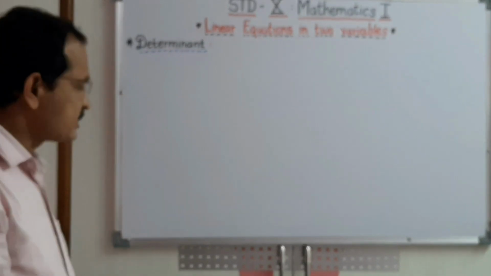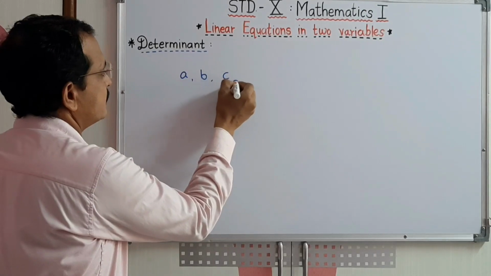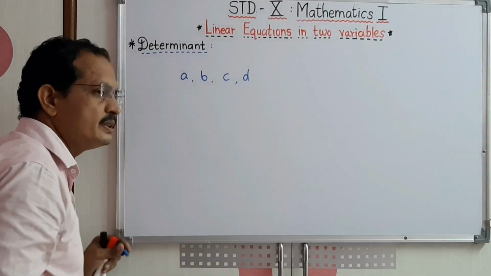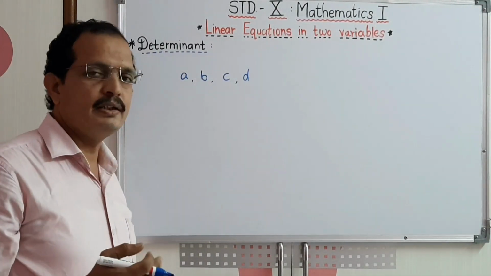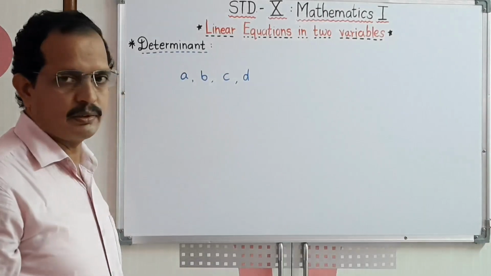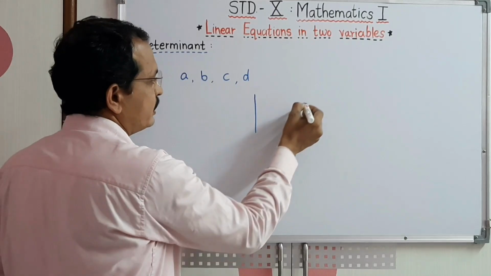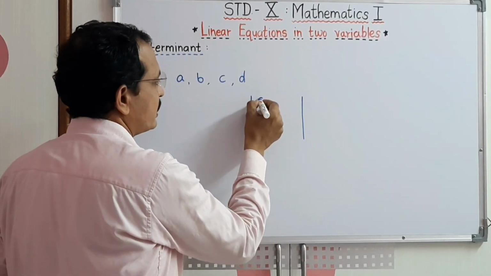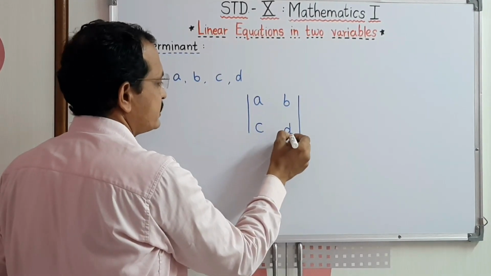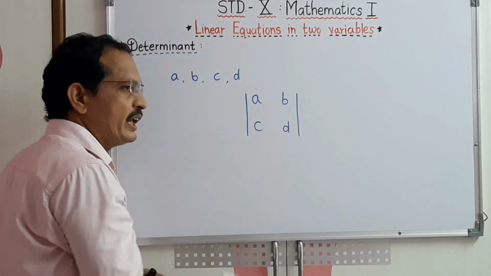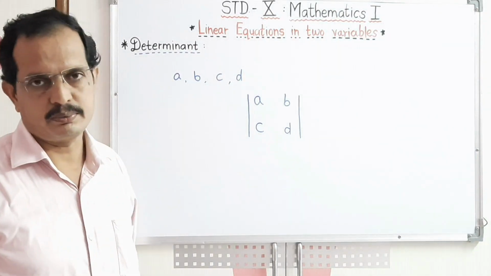Dear students, suppose A, B, C and D are four numbers, and if I write these four numbers in a specific manner, that is, I write two vertical lines and inside them I write A, B, then C, and here D, then such an arrangement of these four numbers is called a determinant.